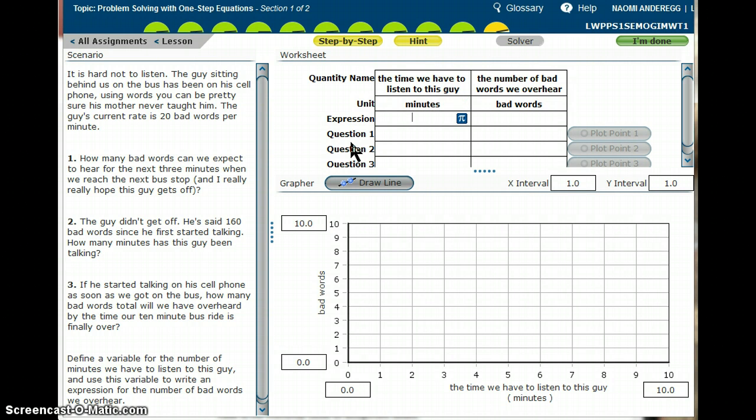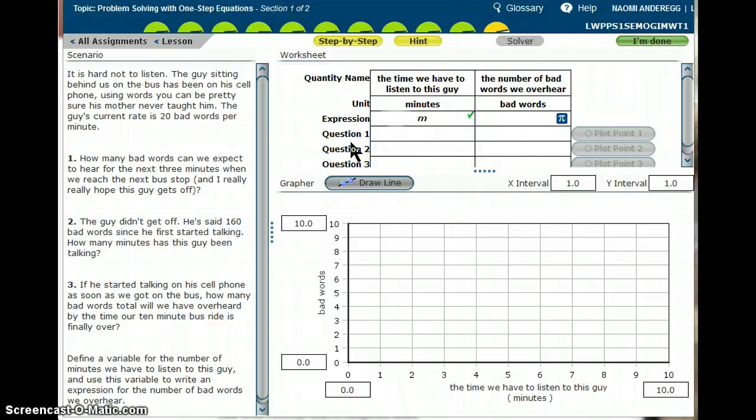And then for our expression, the number of minutes, we could let it be m for minutes. We could let it be n for number. Really, we can just let this be whatever variable we like, so long as it's clear it's a variable and not a number. And then the bad words, each minute is 20 bad words, so we could do 20m. If you're not sure there, you can fill in some numbers down here if it's going to be easier for you to do numbers and then expression. So I'll do that just to show you that that works as well.